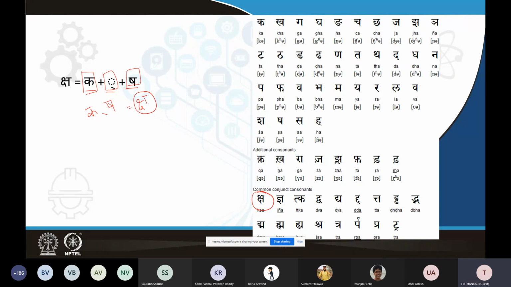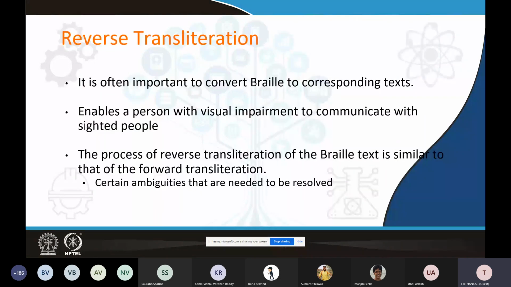So I'm going to stop here right now, and maybe in the next class we will discuss more about how we deal with Indian language braille to text transliterations, and then we will discuss the process of reverse transliteration, and something more. If there are any questions, I will be free to answer. Otherwise, I will stop here right now.